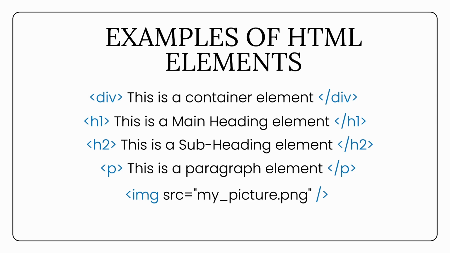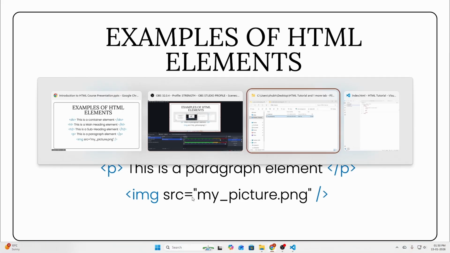So these are some examples of HTML elements such as div tag, which is a container element. Then we have the heading tag h1. This is the main heading element. Then we have h2 tag. This is a subheading element, and then a paragraph tag and the image. So let's look at example of each.